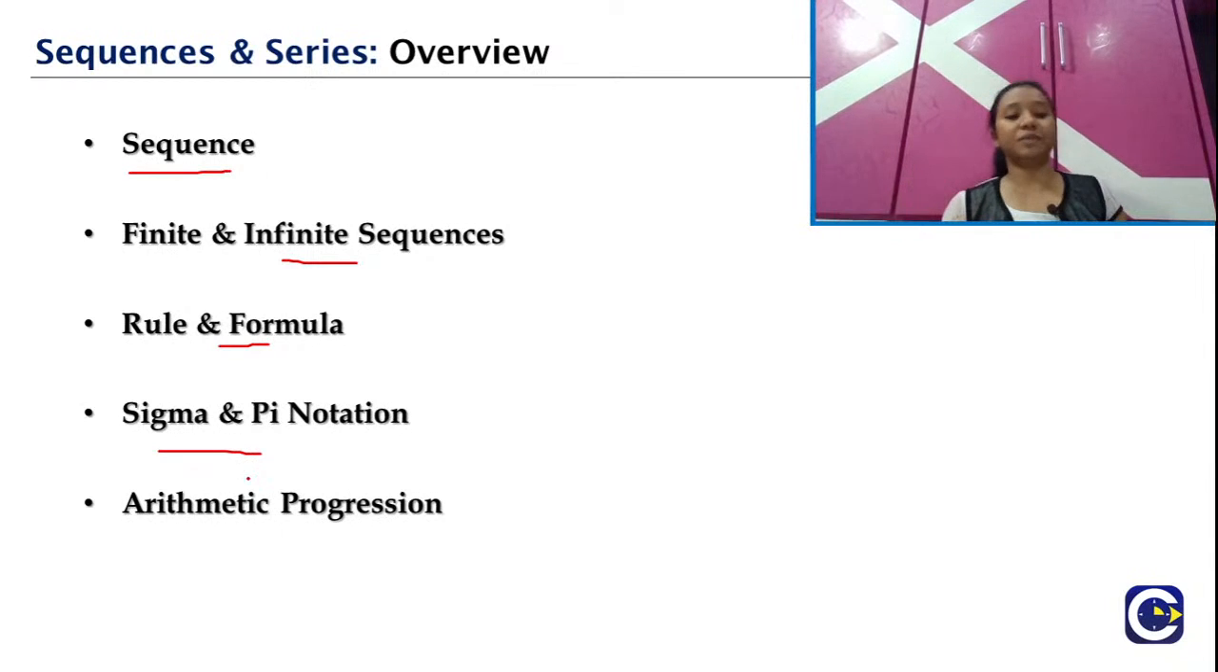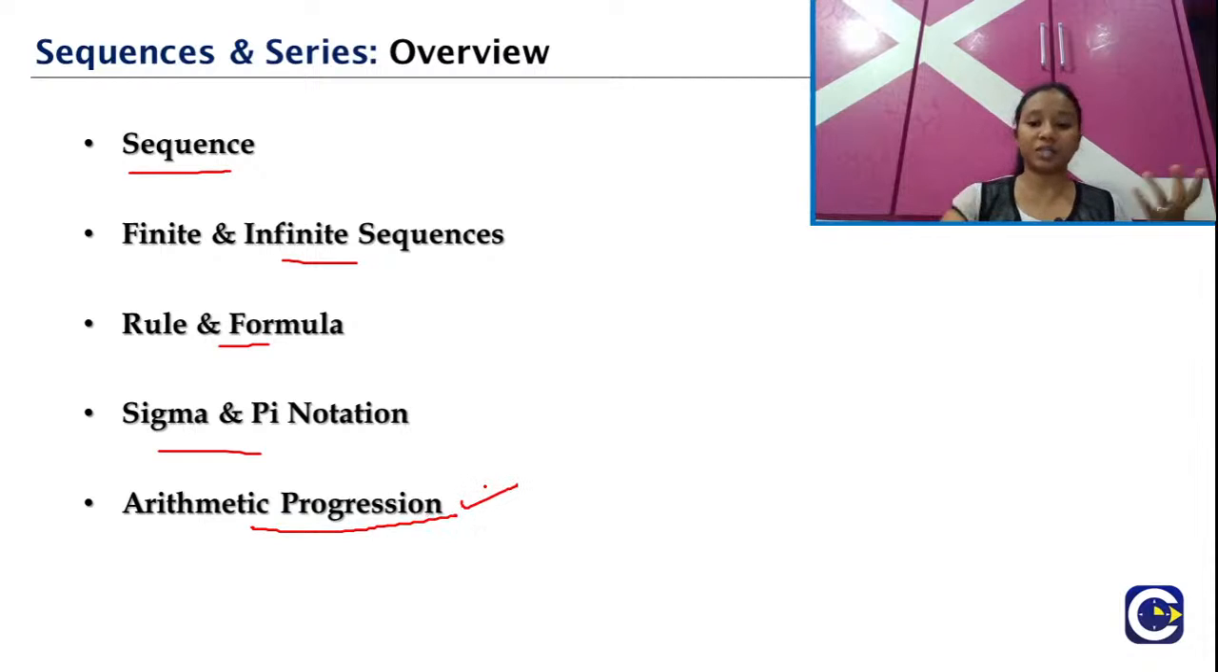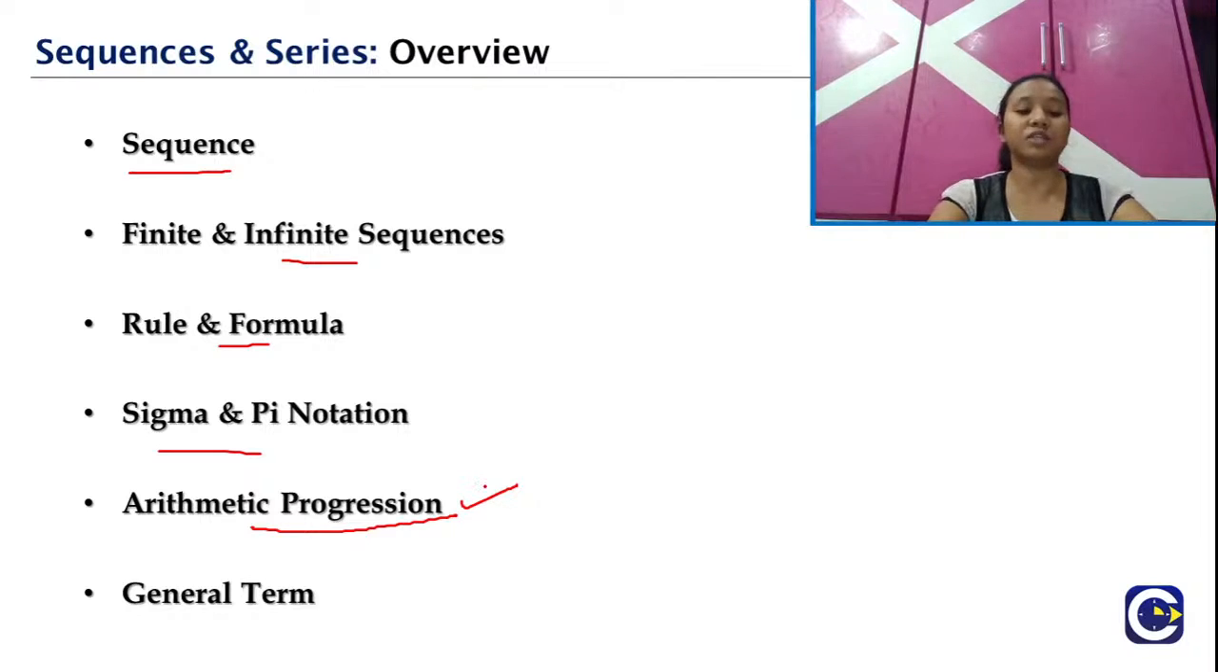And next comes the arithmetic progression. Before discussing arithmetic progression, we'll see what a series is and its representation. And then we are going to look over the arithmetic progression. I hope you are already familiar with it. We'll have a detailed look at what arithmetic progression is. In it, we'll have the general term, common difference and all.